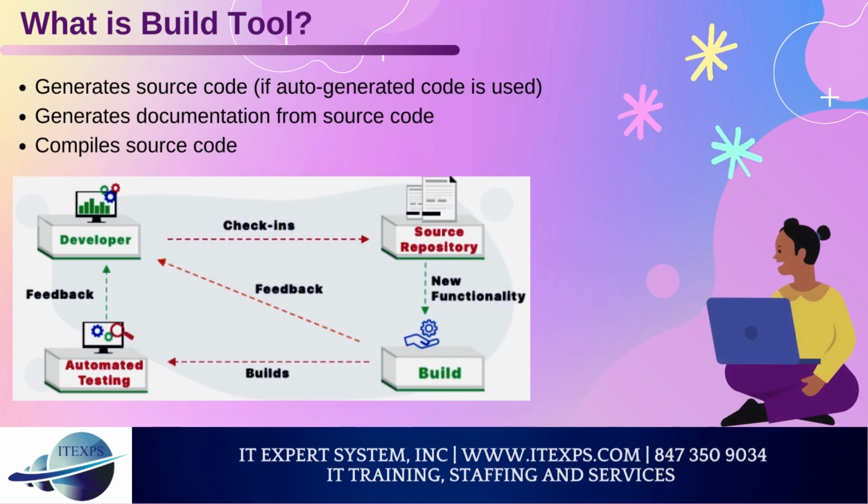What is a build tool? A build tool takes care of everything for the build process. It does the following. Generates source code if auto-generated code is used. Generates documentation from source code. Compiles source code. Packages compiled code into a jar or zip file. Installs the packaged code in a local repository, server repository, or central repository.